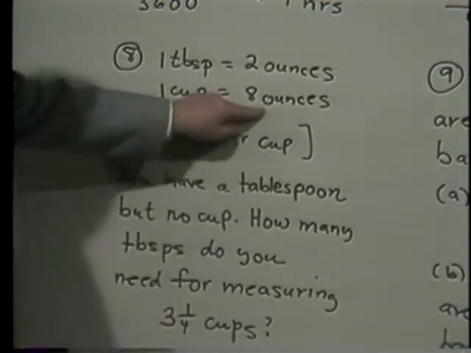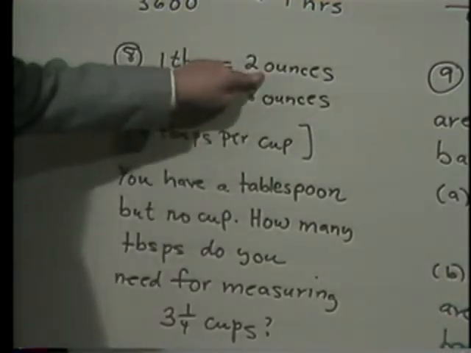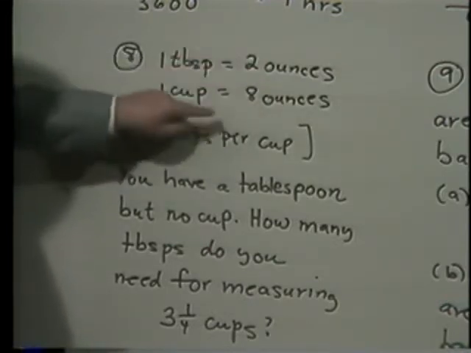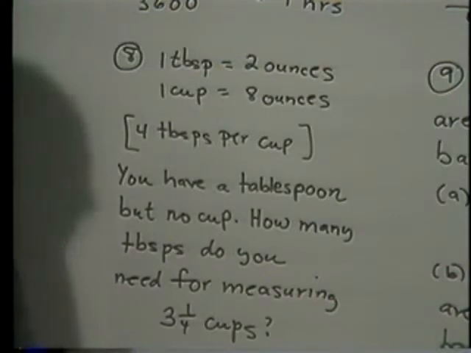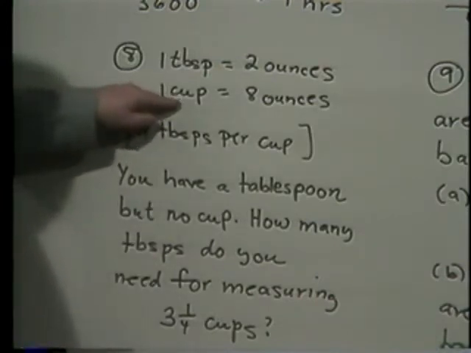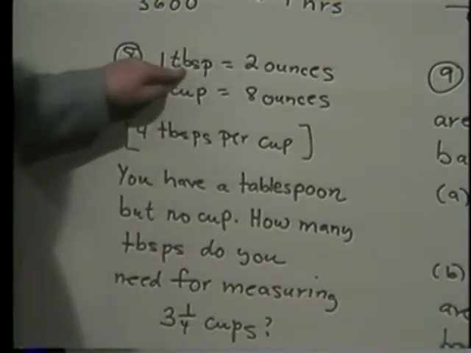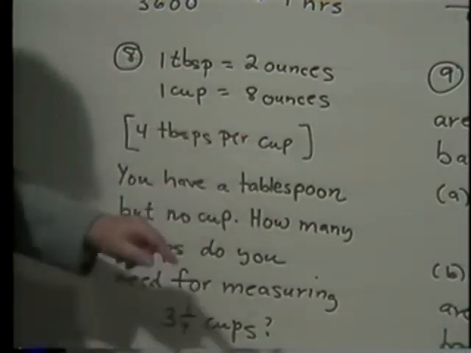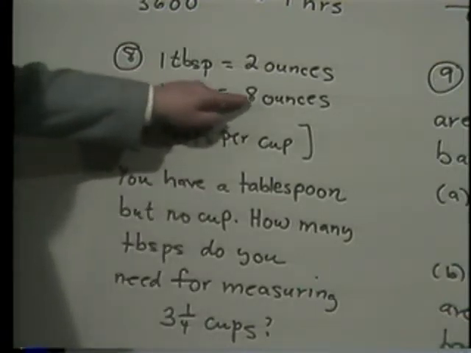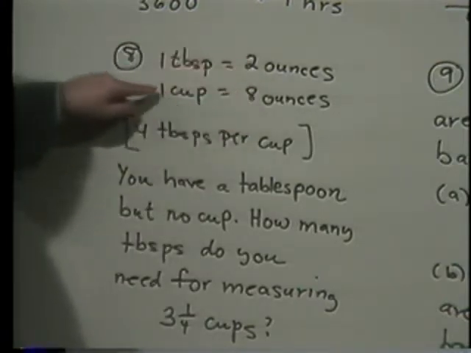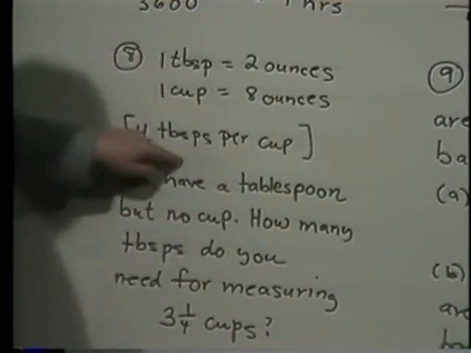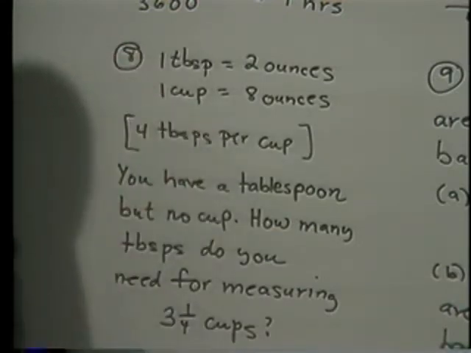In other words, this measurement is 4 times as big as this measurement. Therefore, since these are aliases for these two, a cheating way of doing this problem is for me to recognize that a cup is 4 times as big as a tablespoon. In other words, this implicitly tells me that there are 4 tablespoons per cup. By the way, be careful here. Some students say 8 over 2 is 4, so they say 4 cups per tablespoon. No, the cup is the bigger one, so it's going to take 4 tablespoons to make the cup.